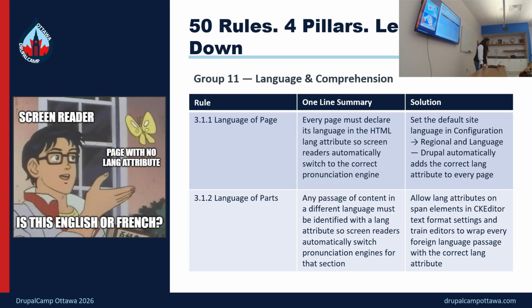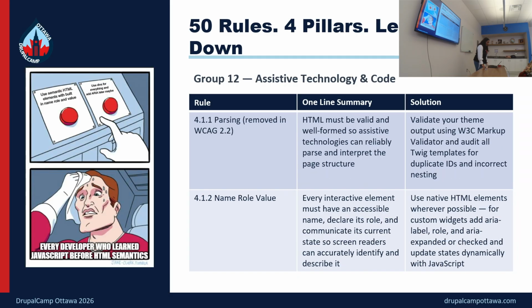Moving on to the last group, that is group 12, assistive technology and tools. The first rule, 4.1.1, parsing, which is actually deprecated from WCAG 2.2, but we can just look at the summary. HTML must be valid so that assistive technology can reliably parse and interpret the page structure. Solution for this is to validate your theme against W3C markup and audit all your Twig templates to make sure that you are not using any duplicate IDs or incorrect nesting.